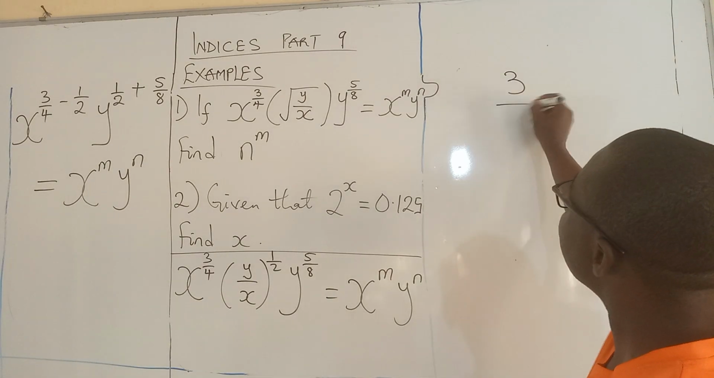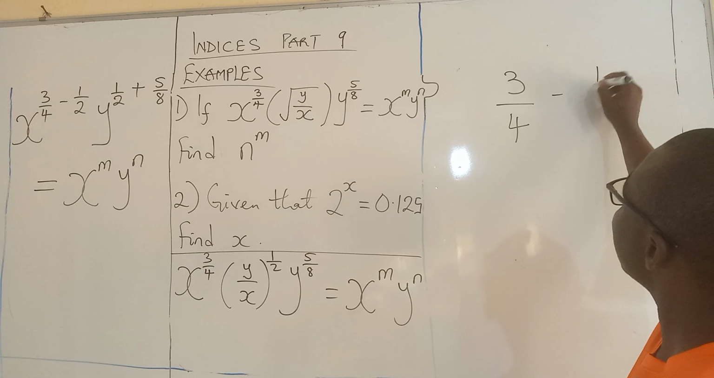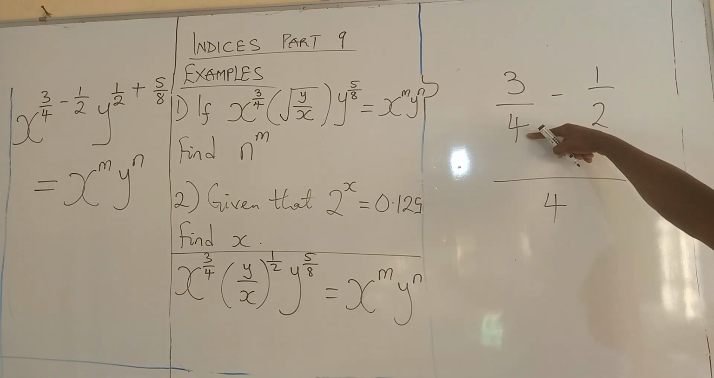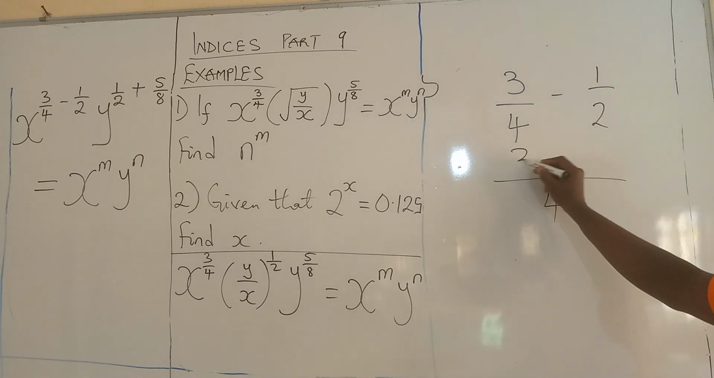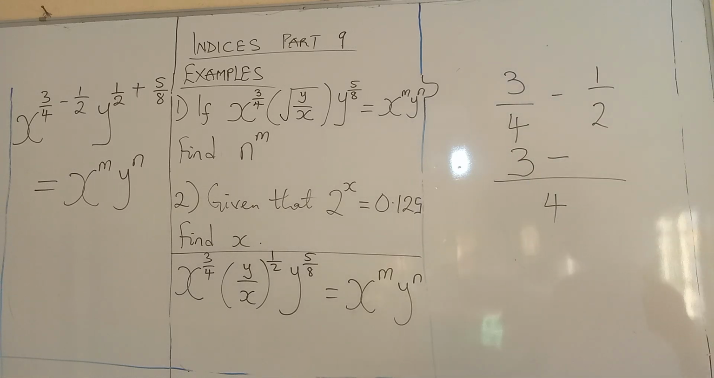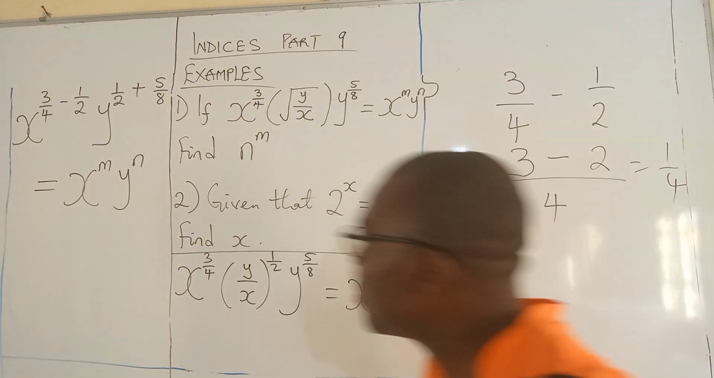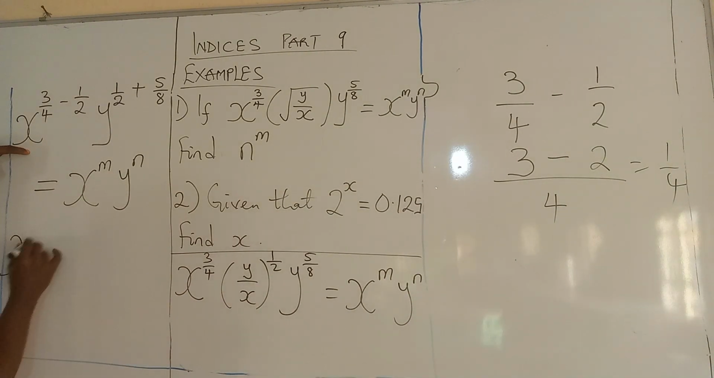3 over 4 minus 1 over 2. The LCM is 4. So 4 divided by 4 is 1. 1 times 3 is 3. You bring down the subtraction sign. 4 divided by 2 is 2. 2 times 1 is 2. And that gives us 1 over 4. Which means that this is x raised to power 1 over 4.